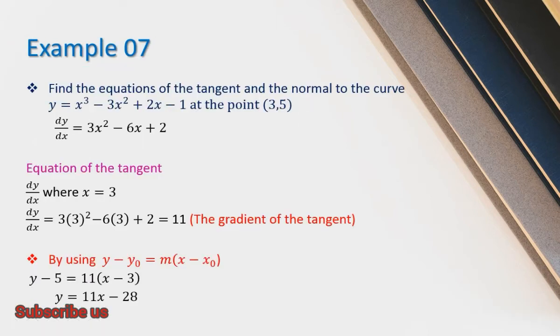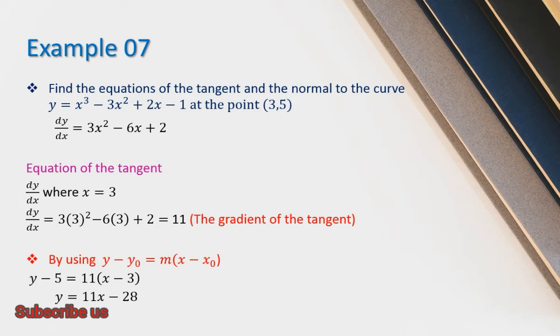Example number 7. Find the equation of the tangent and the normal to the curve y equals x cubed minus 3x squared plus 2x minus 1 at the point (3, 5). Then, after differentiating, we can get dy by dx equals 3x squared minus 6x plus 2.